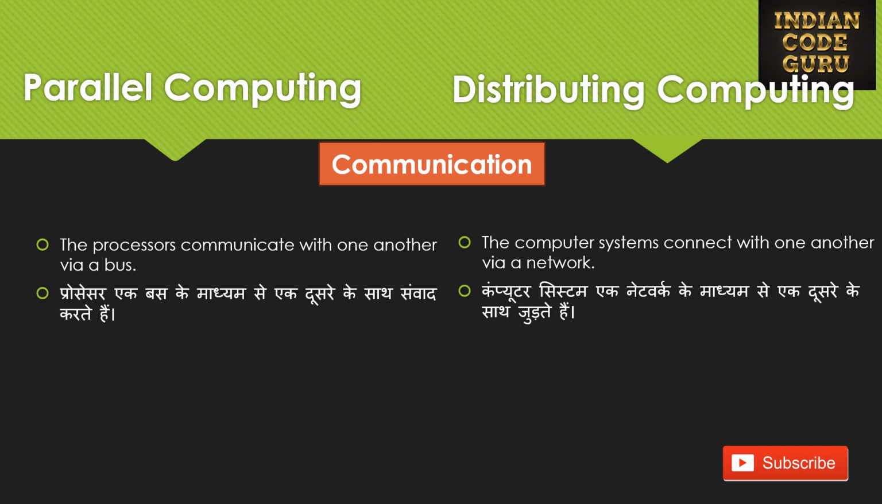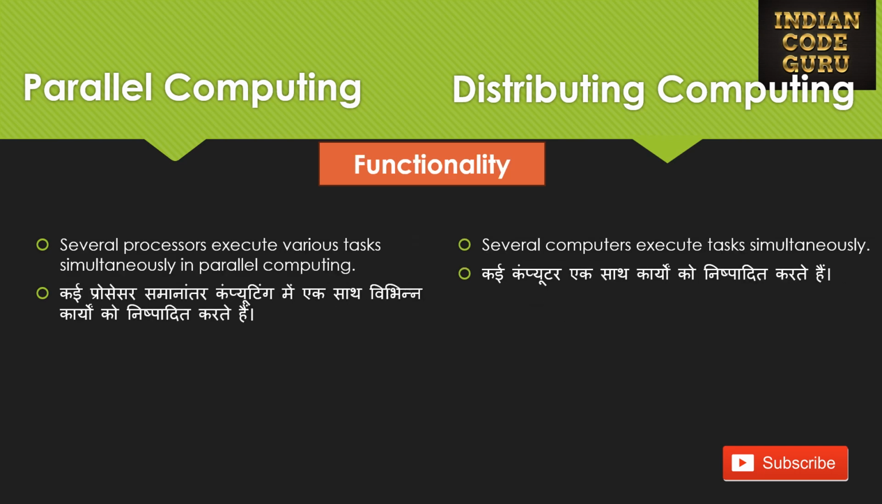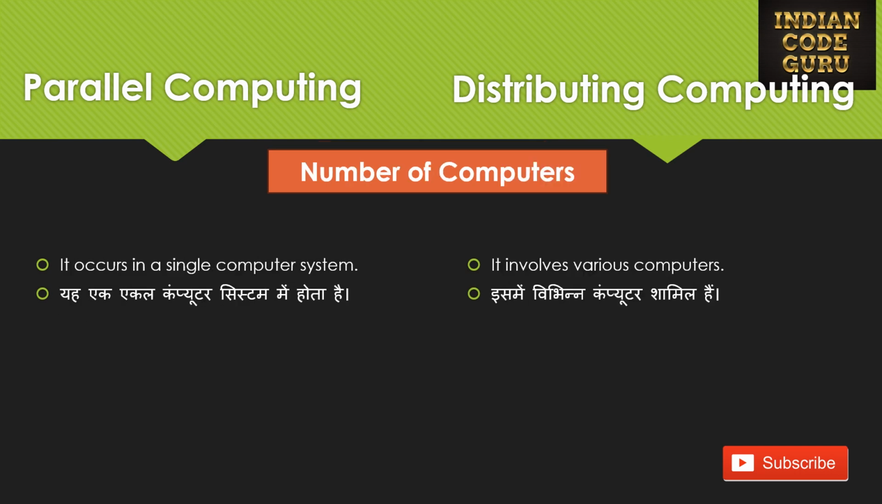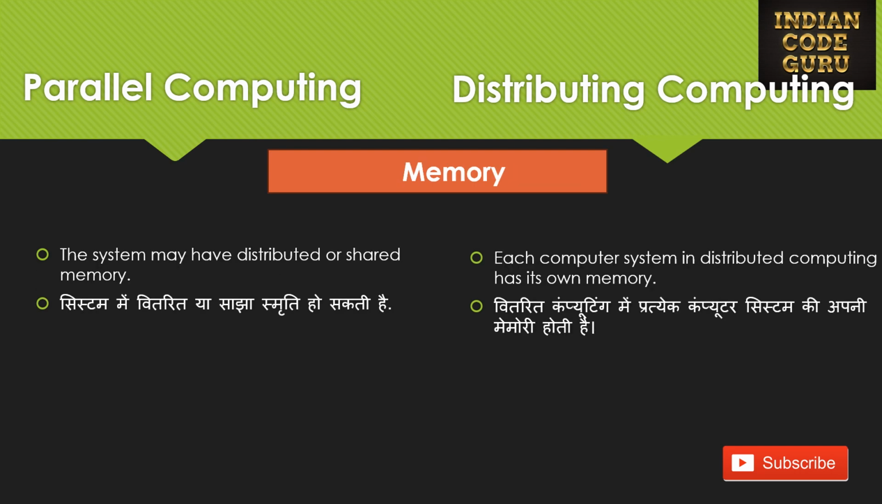Communication. Parallel computing. The processors communicate with one another via a bus. Distributed computing. The computer systems connect with one another via a network. Functionality. Parallel computing. Several processors execute various tasks simultaneously in parallel computing. Distributed computing. Several computers execute tasks simultaneously. Number of computers. Parallel computing. It occurs in a single computer system. Distributed computing. It involves various computers.